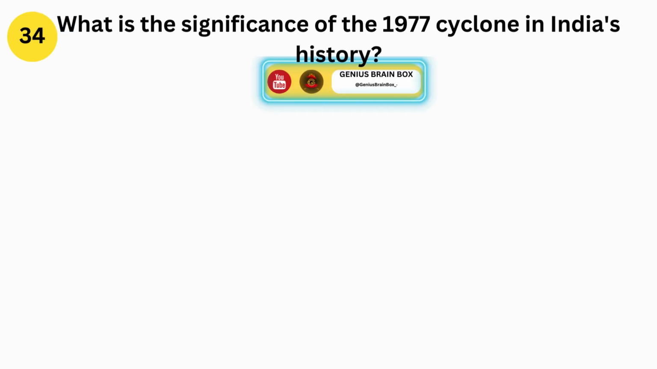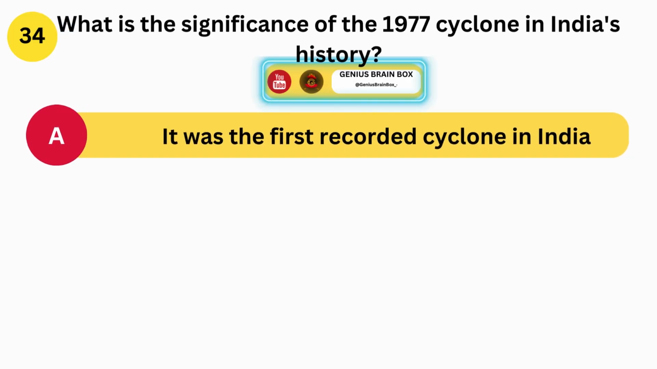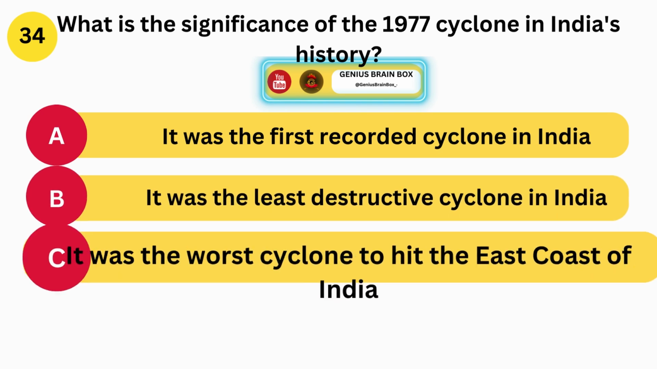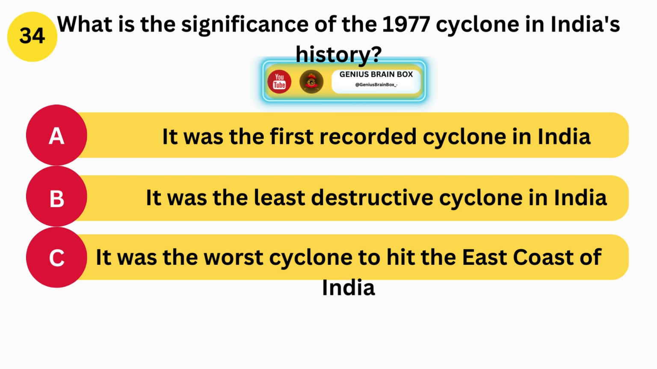What is the significance of the 1977 cyclone in India's history? Option A, it was the first recorded cyclone in India. Option B, it was the least destructive cyclone in India. Option C, it was the worst cyclone to hit the east coast of India.